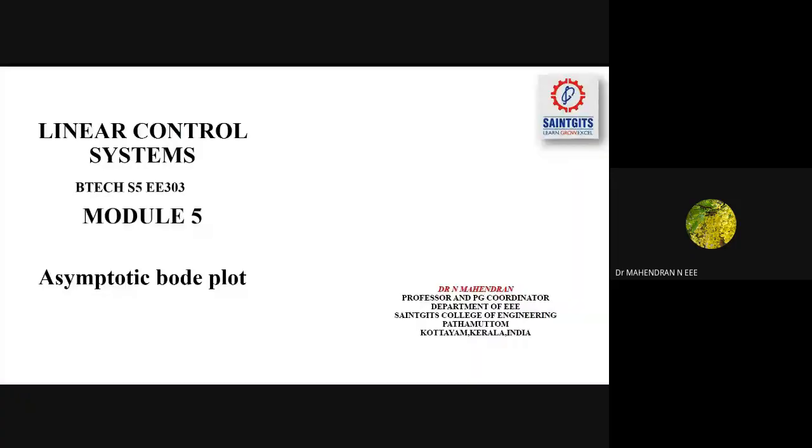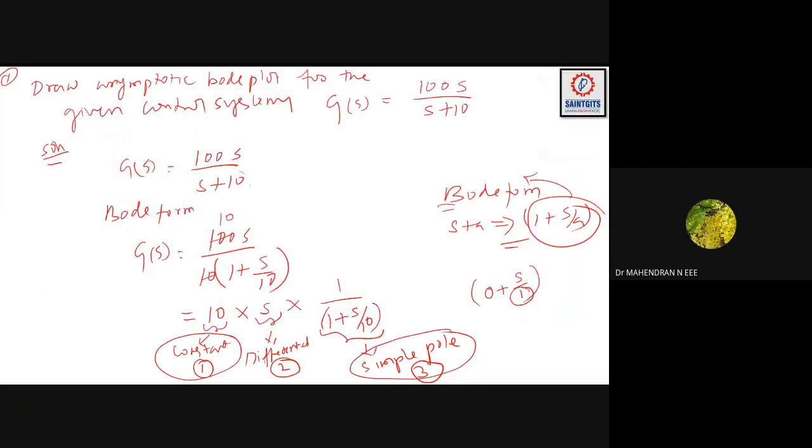I will start with the same problem. Draw the asymptotic Bode plot for the given control system, G(s) = 100s/(s+10). We start with the conversion to Bode form. How can we convert the given transfer function into Bode form?